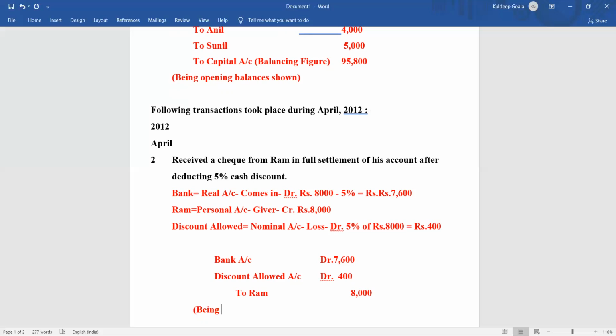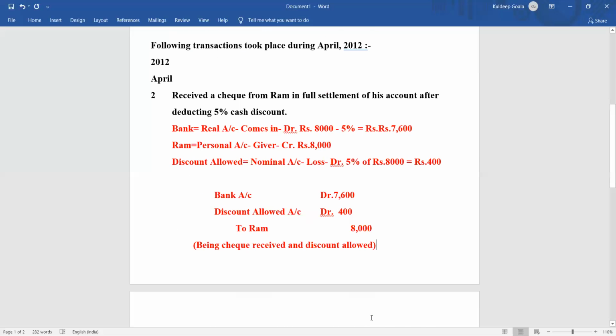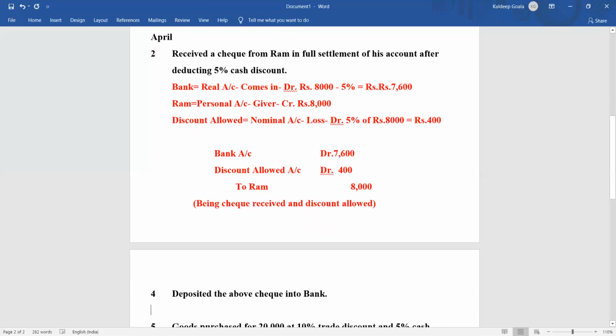So what has happened? Being check received and discount allowed, right? Being check received and discount allowed. Okay, so this is how the transaction will appear. Now we will go to the next question. Hopefully this question is clear.